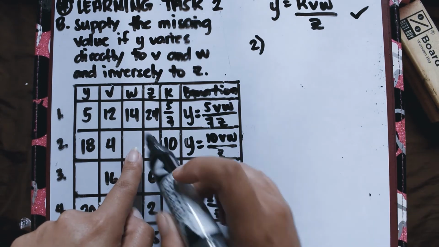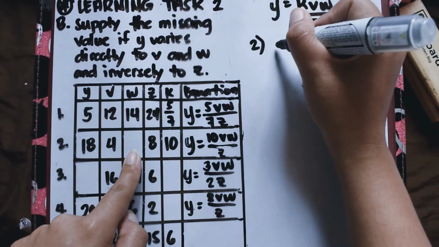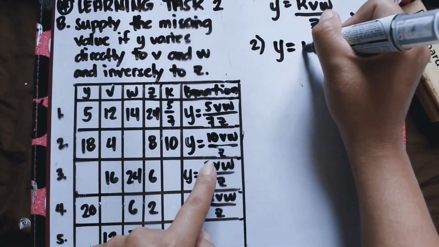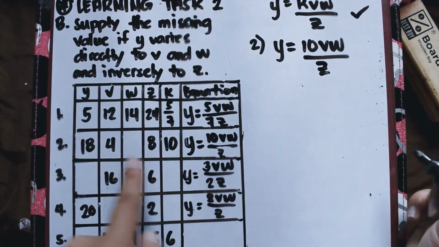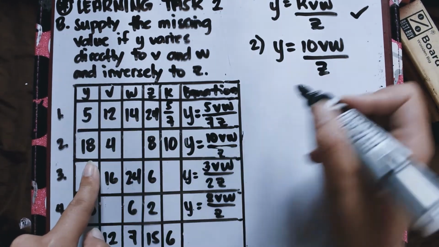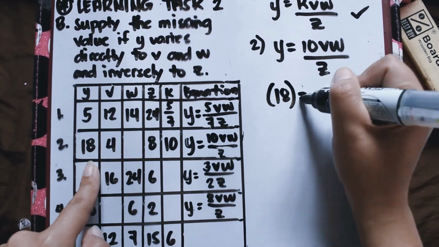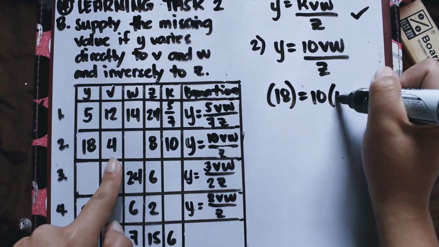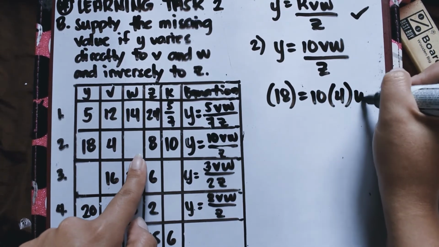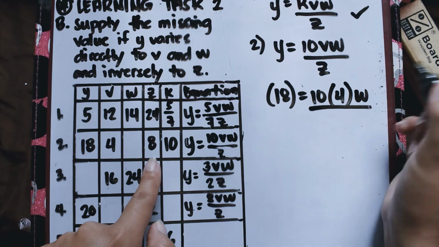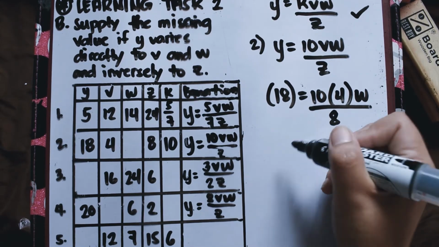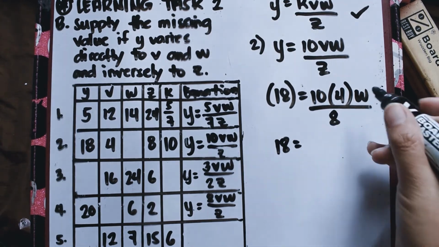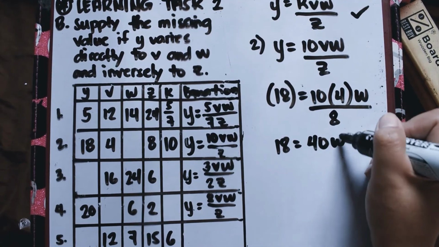So, gagamitin natin yan to solve for w. So, let's use the equation y is equal to 10vw/z. Siyempre, gamitin natin yung mga value. So, ang y daw natin is 18, is equal to 10. Ang v daw natin is 4. And syempre, yung ating w, yun yung missing variable, so wala po. And then z, our z is 8. So, kapag napalitan na lahat ng value, solve. So, we have 18 is equal to 10 times 4, we have 40w/8.